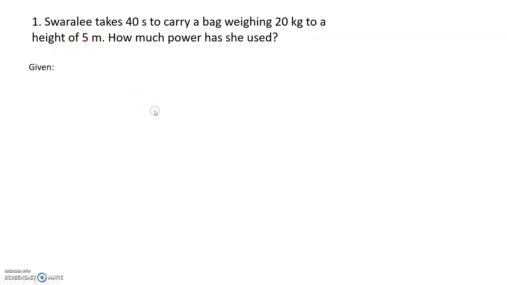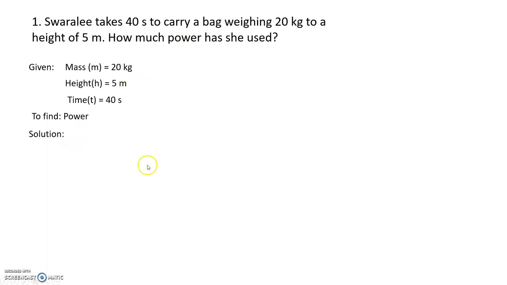So let's write the given. Mass m is 20 kg. Height h is equal to 5 meters. Time t is equal to 40 seconds. To find power. Now, let's write the solution. You know the formula of power. Power is equal to work upon time.